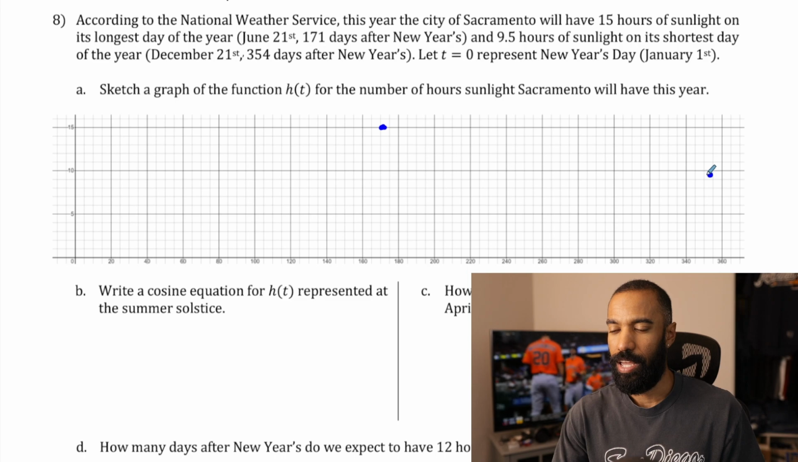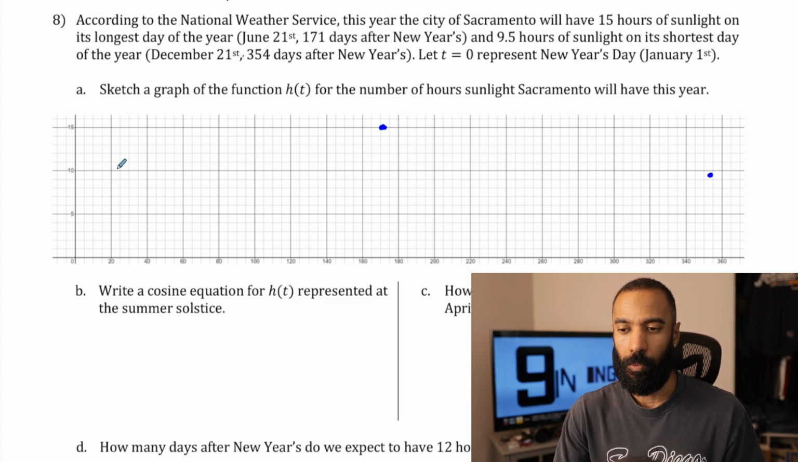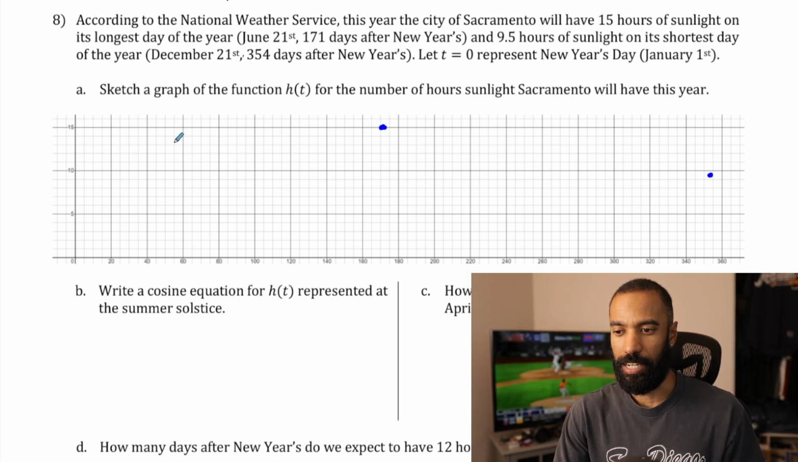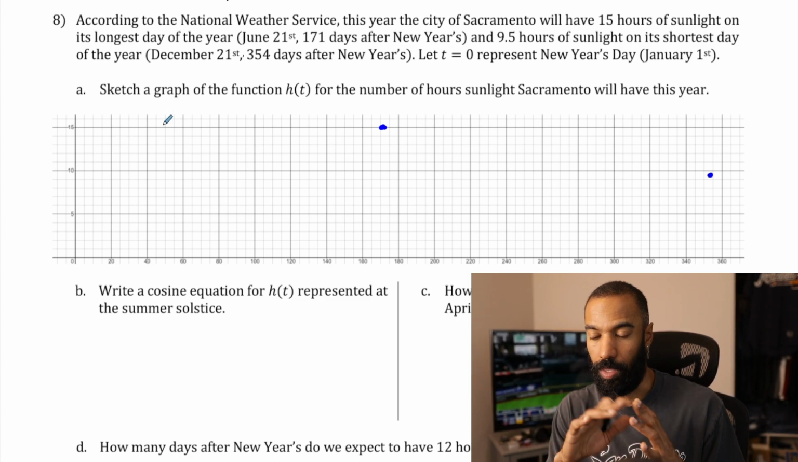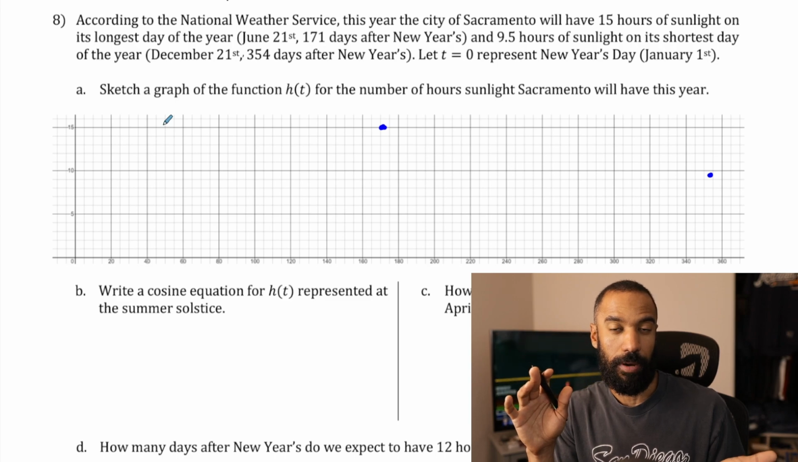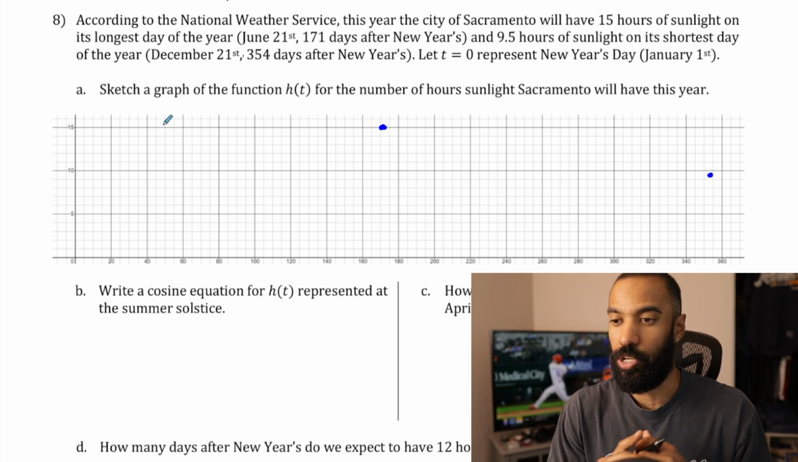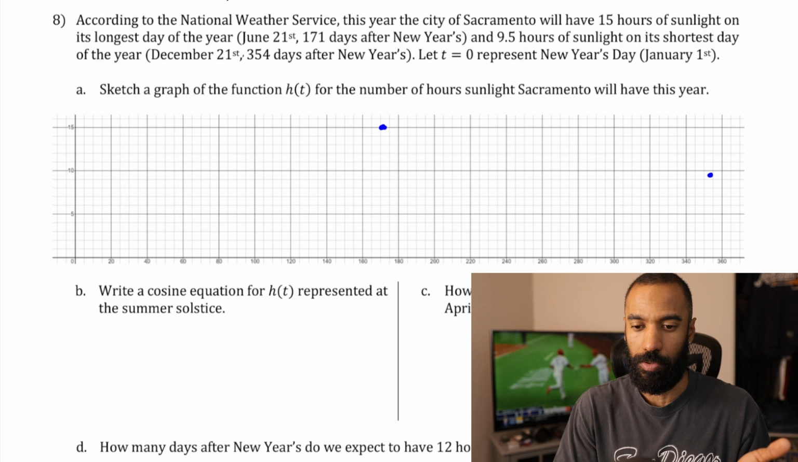Now, in between, because this is half of a period, because this is a peak and this is a trough, that means there's something the other way that I could find and plot that would give me another thing to complete the period, right? The period is a certain number of days.